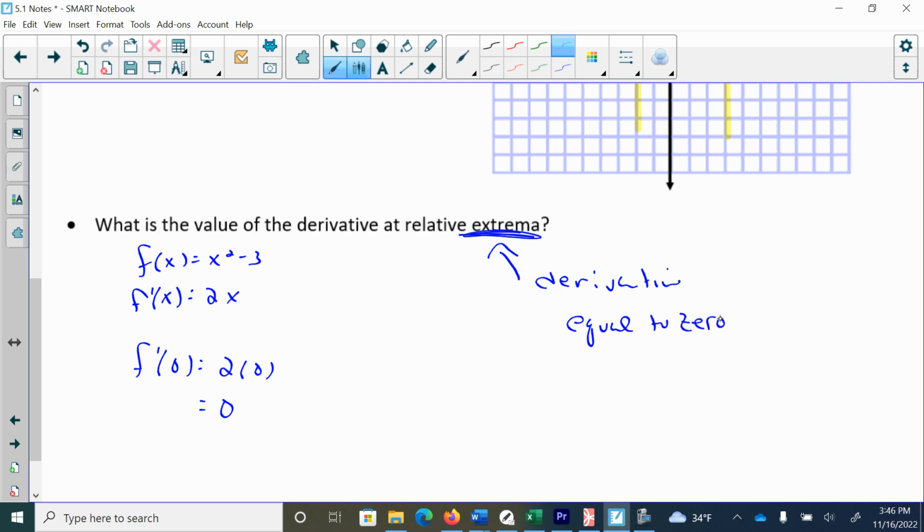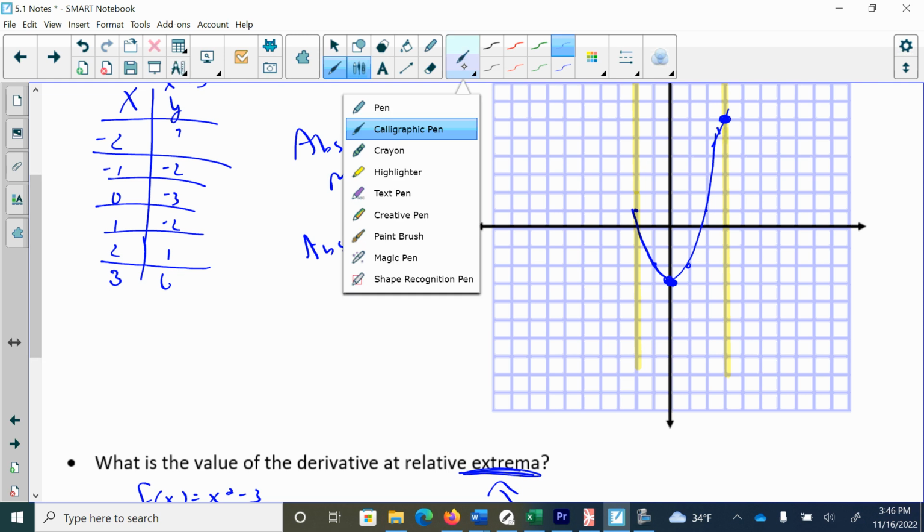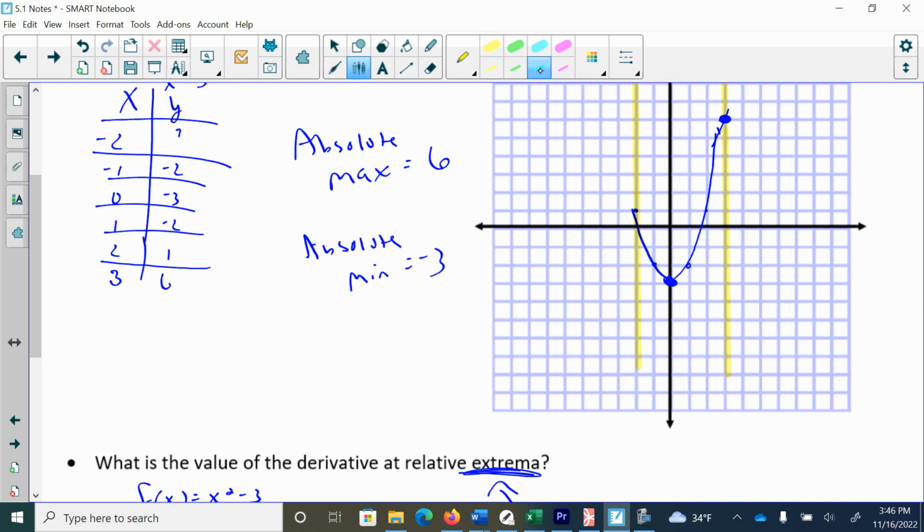And the reason why is if I look at the tangent line, if I sketch a tangent line at that point, at that vertex, the slope is going to be 0. It's going to be a horizontal line. This one, yes, I'm going to have a slope that's not 0, but it's an endpoint, so that's why it's a little bit different.